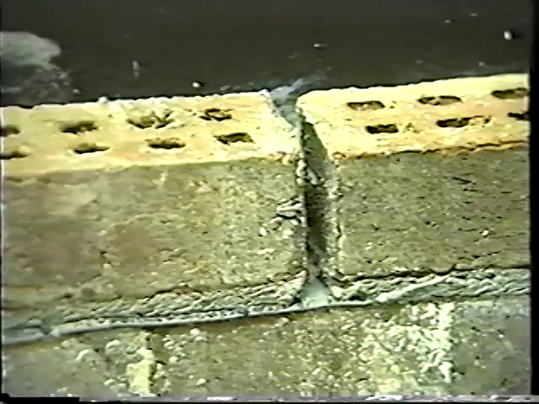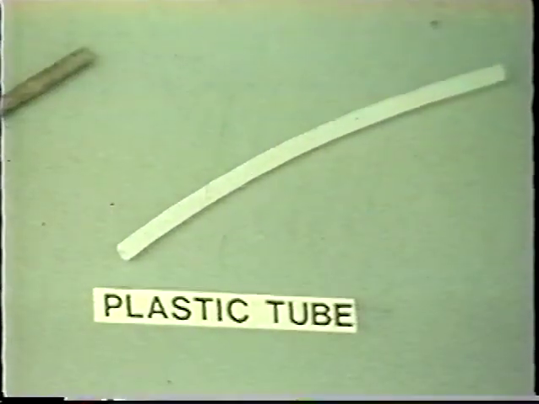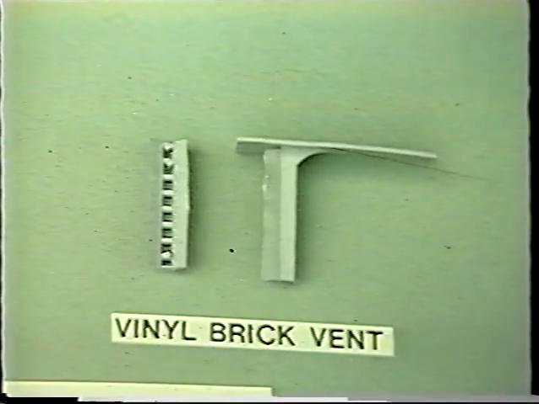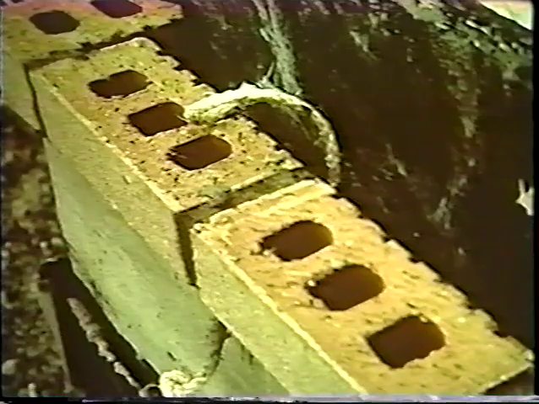Weep holes function to remove water from the airspace as quickly as possible. They're only useful if used in conjunction with flashing. Weep holes can be open head joints, rope wicks, weep tubes, vented weep holes, or rope wicks which are pulled after installation. The larger the weep hole, the easier it is for water to exit the wall and the less chance for mortar droppings to block the weep hole.